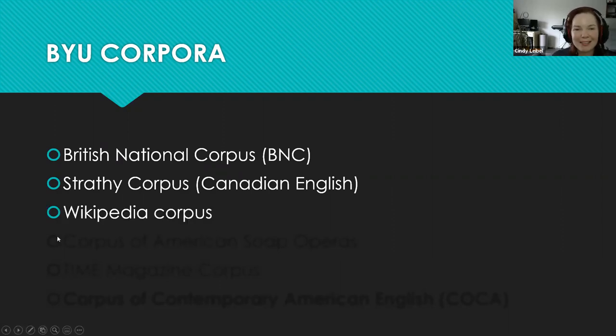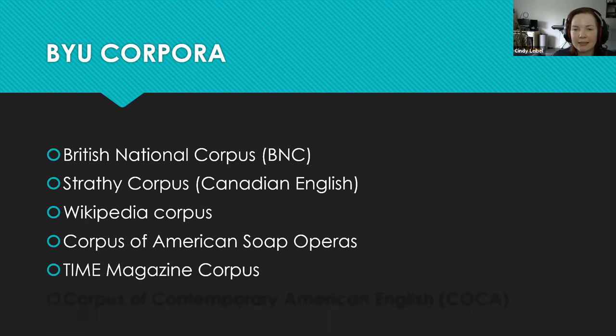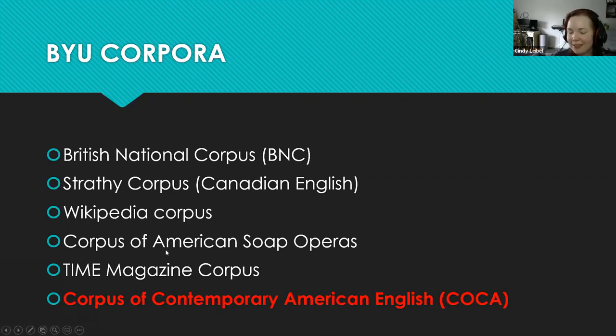There's a Wikipedia corpus. So if you want to analyze the text that is in Wikipedia, this is definitely an option for you. We also have a corpus of American soap operas, and a Time Magazine corpus. I think it's more because it's easy to analyze and look through these, right? They already have it accessible. And of course, my number one favorite, you might have heard of this one before, the Corpus of Contemporary American English, otherwise known as COCA. I will talk more about COCA towards the end of the presentation. These are all created by BYU, and they are usually accessible if you want to go search them out. Maybe you're curious about soap opera language. But again, these are just collections of text, so not as usable. They are normally the first step in the creation of a word list.